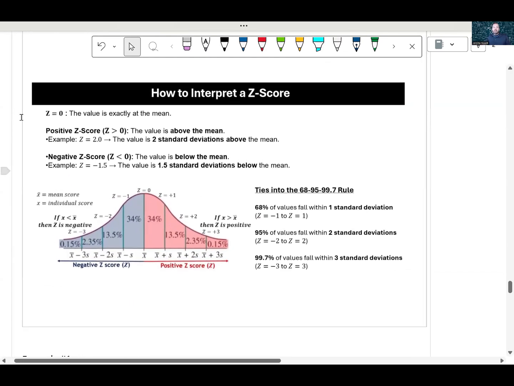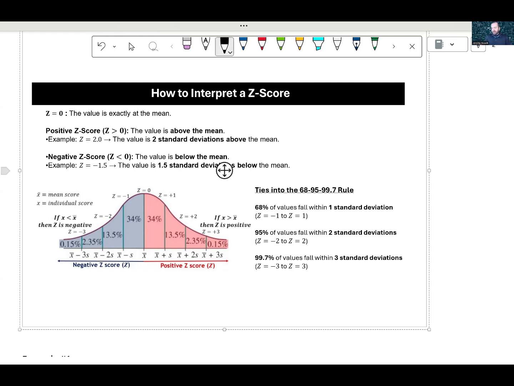Okay. When we get a z-score of 0, it means that it's exactly at the mean. When we have a z-score of greater than 0, if it's anything more than 0, even if it's 0.01, we can say that it's above the mean. And if it's less than 0, then it's below the mean. So this would be a z-score of 2. This would be a z-score of 3, and so on. So that's how you read that on the bell curve.